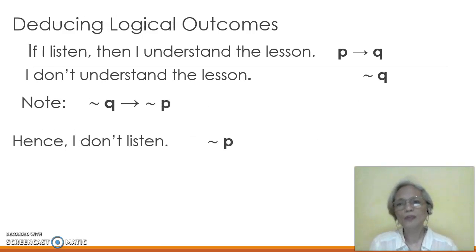Then, if we have the same conditional, if I listen, then I understand the lesson, so P implies Q. But we have not Q, meaning it is not true that Q exists. Meaning, it is not true that I understand the lesson, such that I don't understand the lesson, not Q exists. Okay? So, not Q implies not P. And therefore, if not Q is present, it is logical to infer that not P also exists. Such that if we have P implies Q, and we have not Q, therefore we have not P.